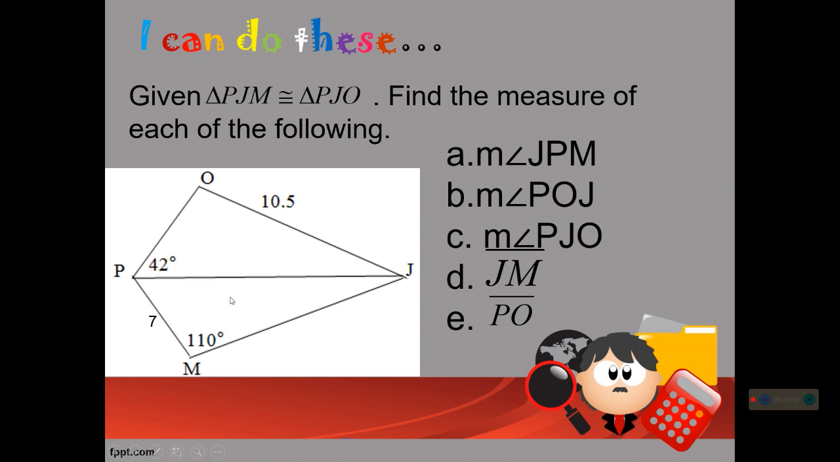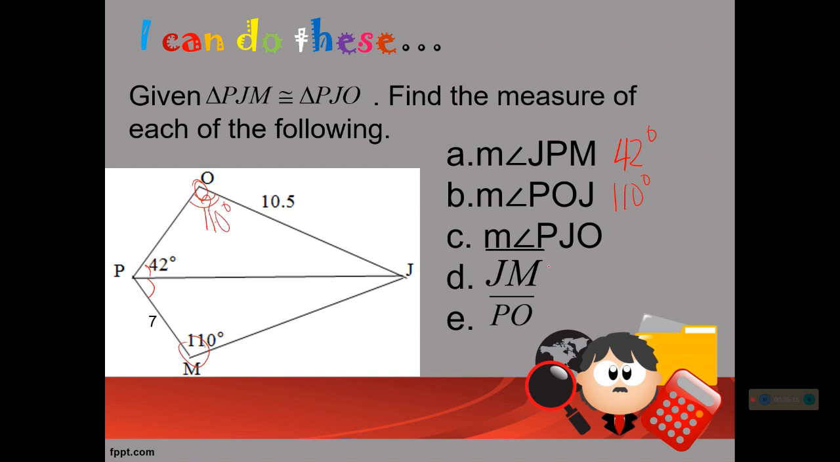Okay, so let's have this. Given triangle PJM is congruent to triangle PJO, find the measure of each of the following. Letter A, the measure of angle JPM. Yes, 42 degrees. Why? Because this angle corresponds with this angle, so they are congruent. Next, angle POJ. You look for the measure of this angle. Yes, this is 110 degrees, because angle M corresponds with angle O and they are congruent.